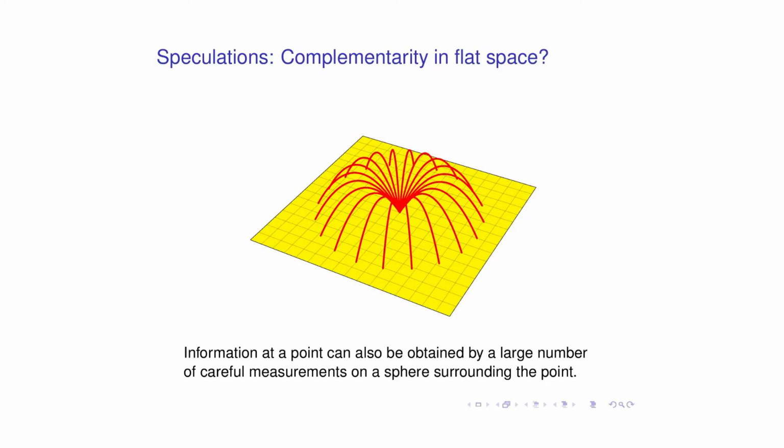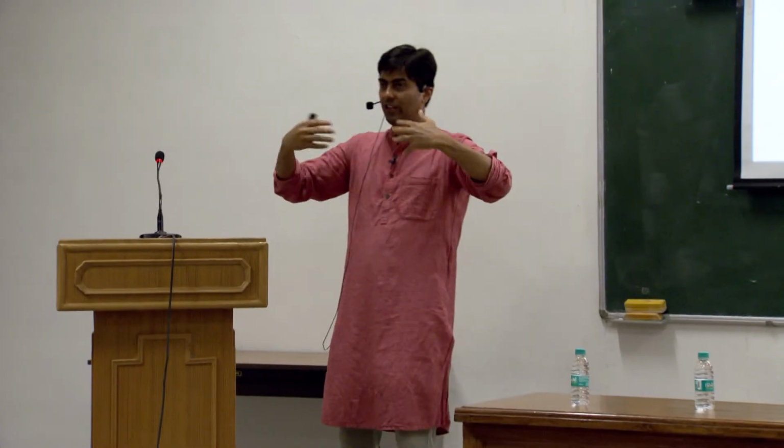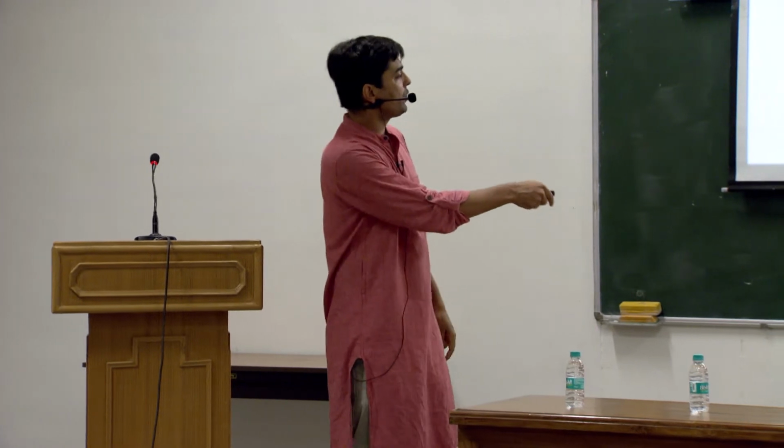It would be the statement that the information about some degrees of freedom, or something that's happening inside here at some point, can actually be obtained by a very large number of careful measurements on a big sphere that surrounds the point. Okay? So the statements I've been making so far would, if you translated them to our universe, correspond to a statement of this kind. Now we believe in some moral sense this should be true, but as I said, this is an open problem.